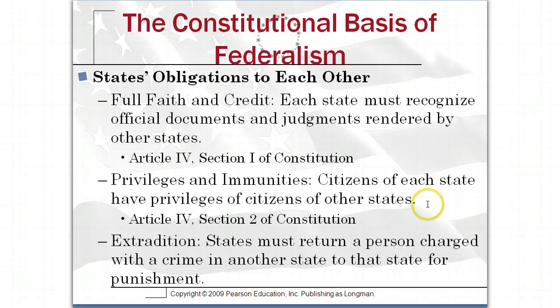Also, privileges and immunities. Citizens of each state have privileges of citizens of other states. So they can't say, you know, because you're not originally from the state, you're not entitled to these privileges. The only example is that if you don't pay taxes in a state, then you don't get benefits of things like maybe in-state school tuition.